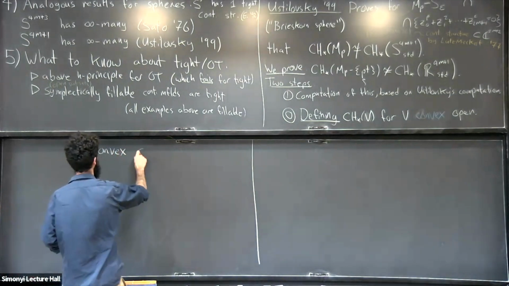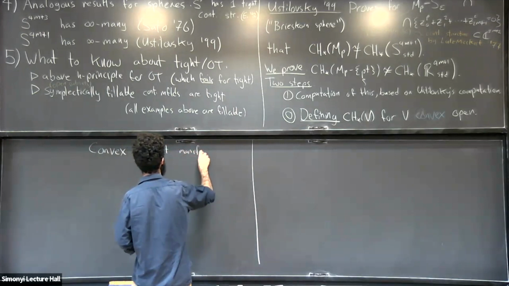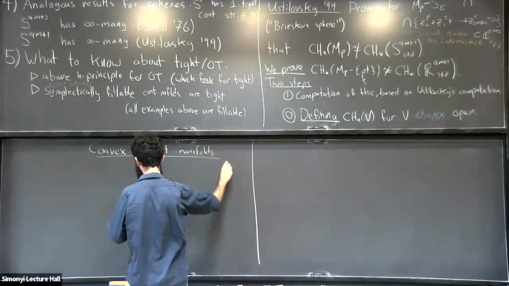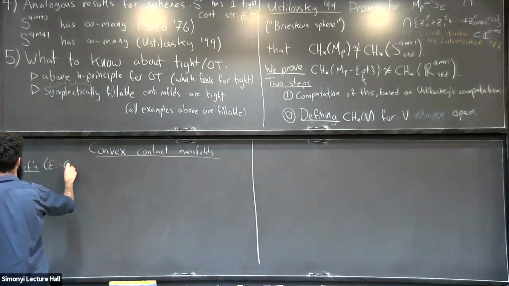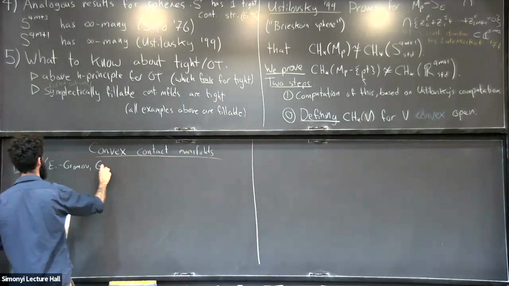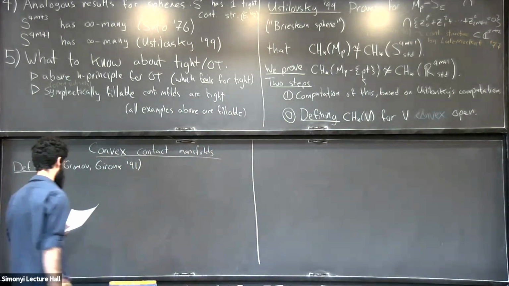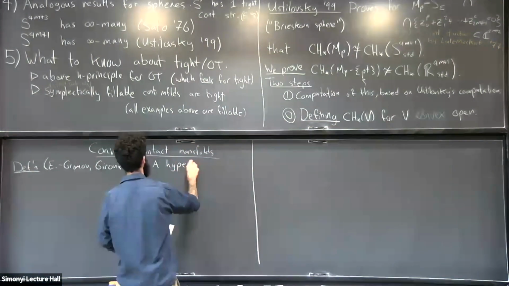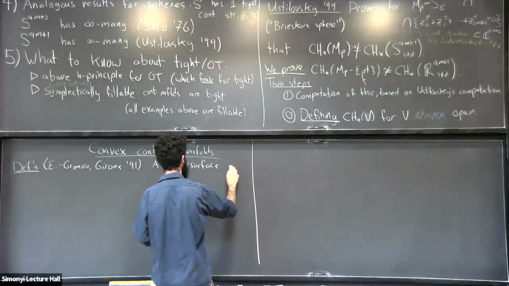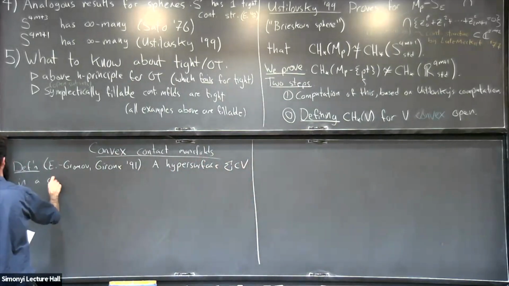So let me recall what the story is with convex contact manifolds. This is a notion due to Eliashberg and Gromov, and then further investigated by Giroux, '91. So a hypersurface sigma in a contact manifold V.